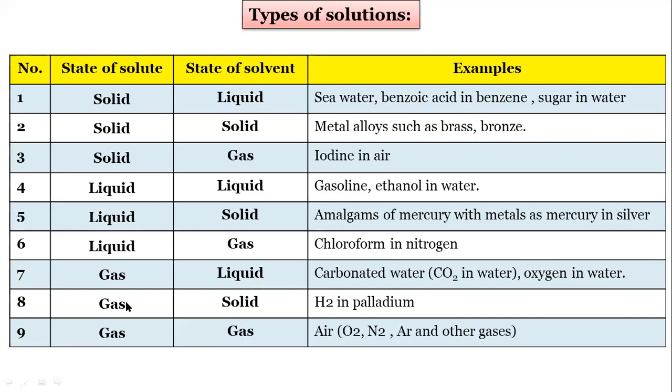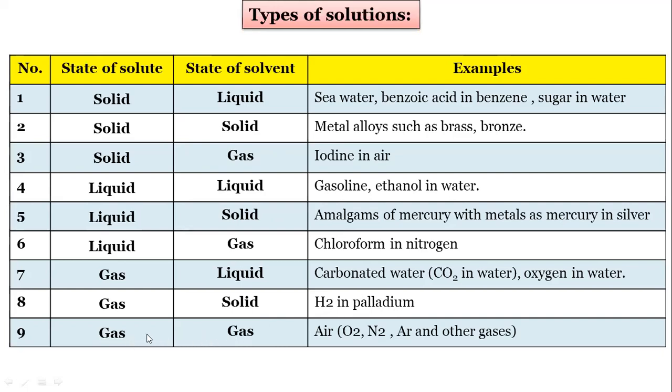Then the next type of system is gas and solid. Gas is the solute and the solid is the solvent. So H2 in palladium. See here, H2 is a gas which acts as a solute, and palladium is a metal, or we can take platinum or palladium. This is used as a catalyst in catalytic hydrogenation, the hydrogenation reaction. In many reactions, we already discussed H2 platinum and H2 palladium. So H2 is a gas, and the solid is palladium metal or platinum metal.